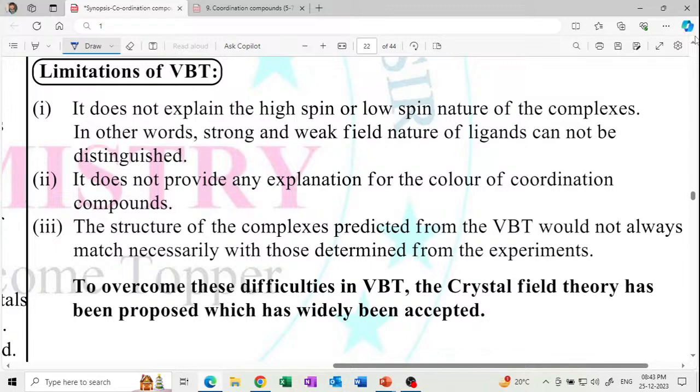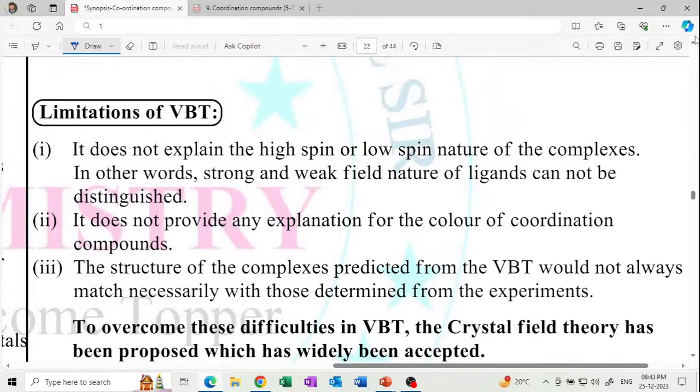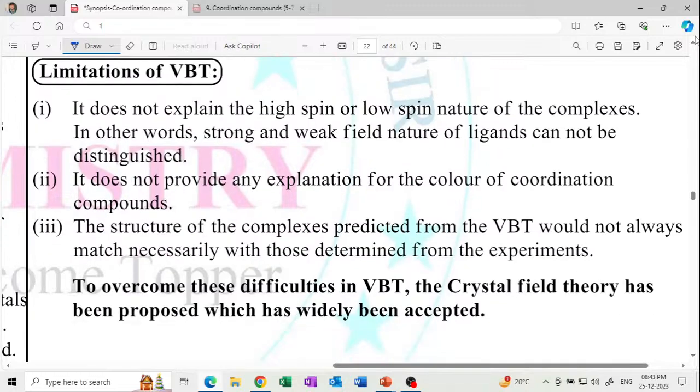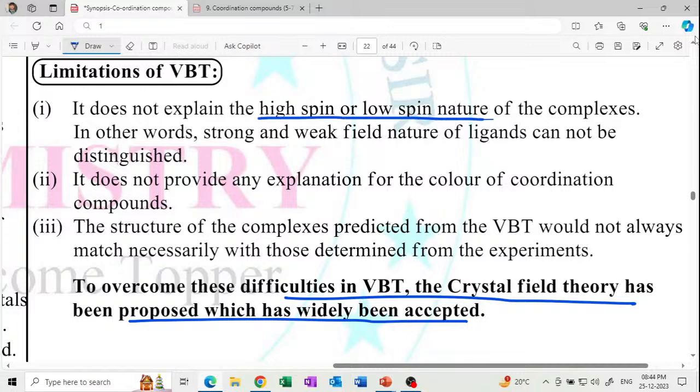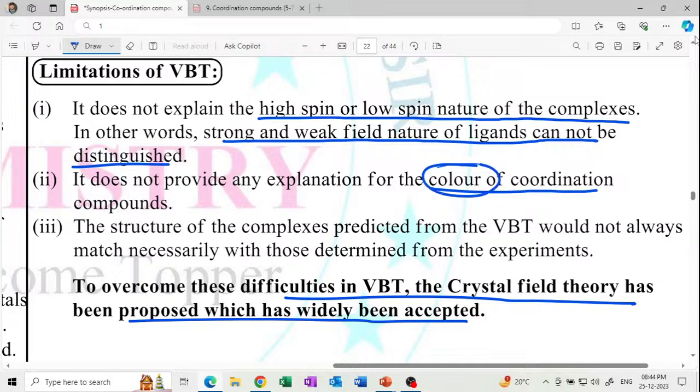Next are the limitations of VBT. What are the limitations of VBT? Crystal field theory has been proposed, which is widely accepted. VBT does not explain the high spin or low spin nature of the complex. So the strong and weak field nature of ligands cannot be distinguished. It does not provide any information to explain the color of coordination compounds. Color. Get it? Low spin, high spin, color.